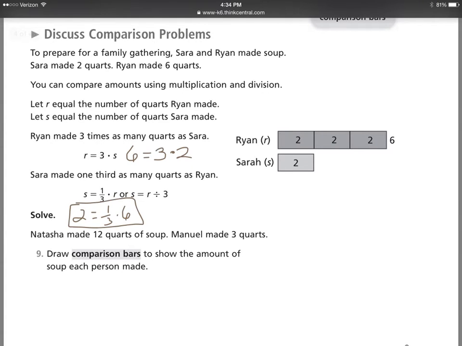Or we could rewrite that as Sarah, 2, equals whatever Ryan has, which is 6, divided by 3, and we can see that 6 divided by 3 is 2. That expression is true as well.